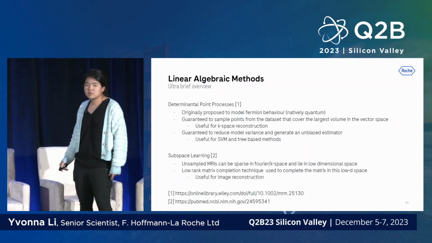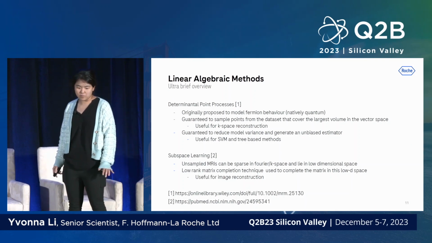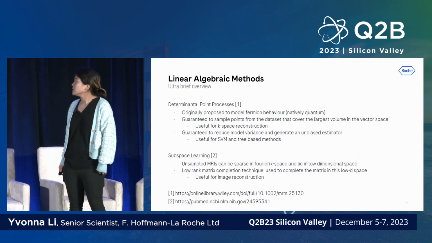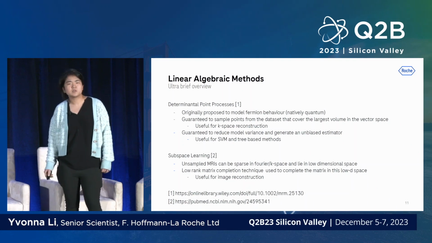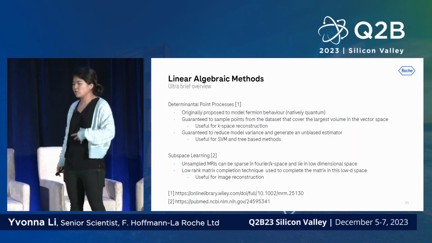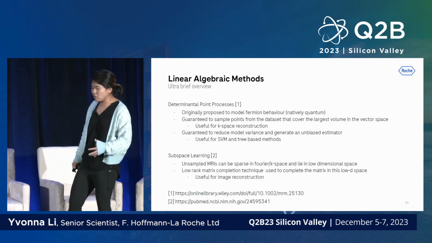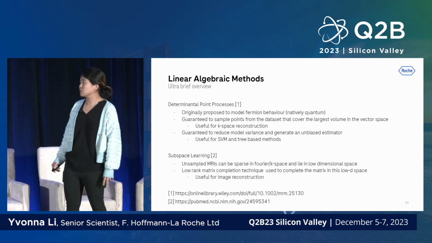And we get the nice property from this method that given a fixed number of data points, we're guaranteed to sample the points that give us the largest volume in the spectral space. So what does this mean in terms of MR images? This means that for undersampled images, we're guaranteed to pick out the data points that give us the most information. So this is helpful for image reconstruction.